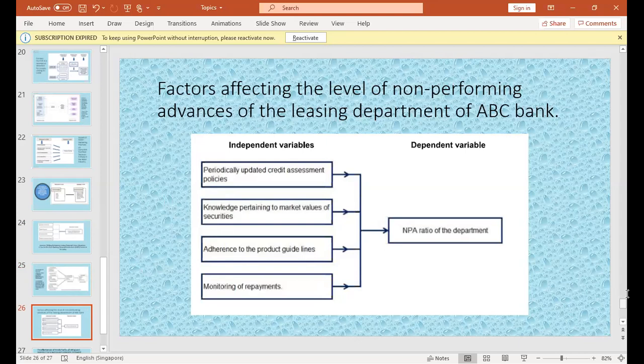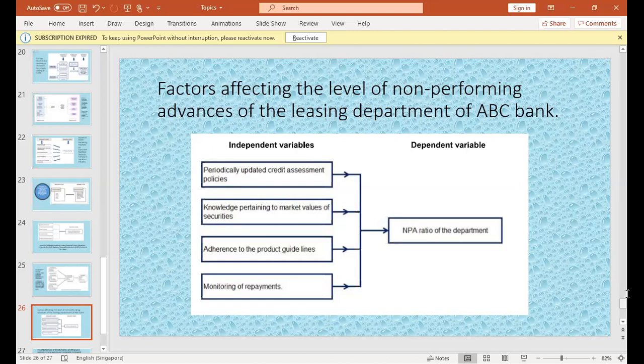Now here, if I tell you how the research was conducted, we asked each branch. Every leasing branch offers leasing. Say we took 50 branches and filled the questionnaire with 5 officers from each; we have 250 respondents, but the 5 responses in each branch we aggregate into one for that branch.